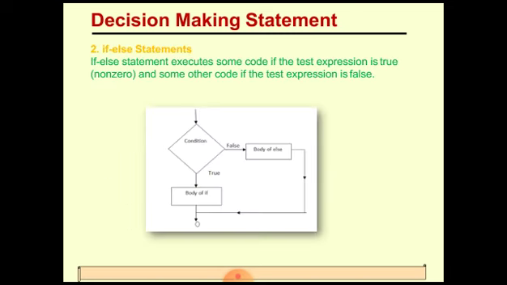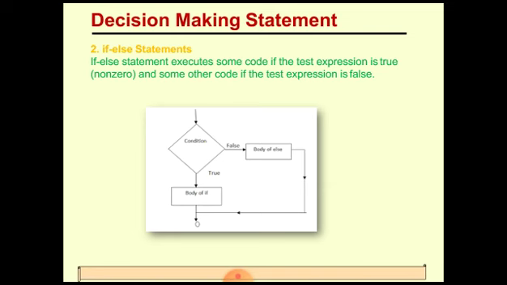Now we come on to the if else statement, which is the second variant of the decision making statements. The if else statement executes some code if the test expression is true, which means it is non-zero, and some other code if the test expression is false. If we are using only the if statement, it will be able to execute a set of statements only if the if condition is true.